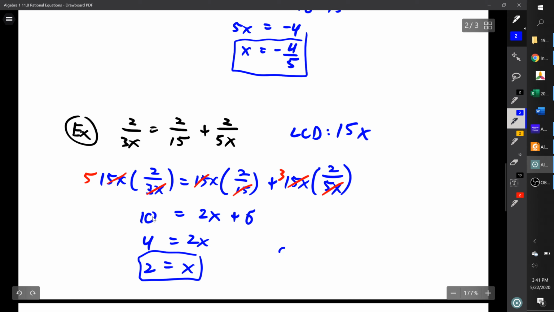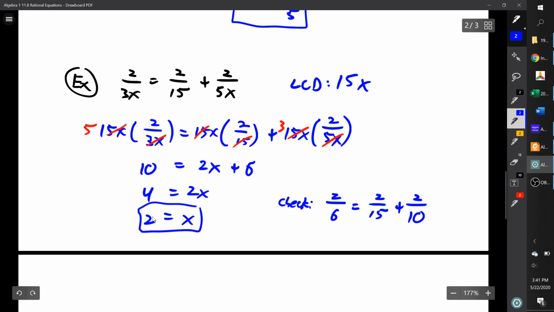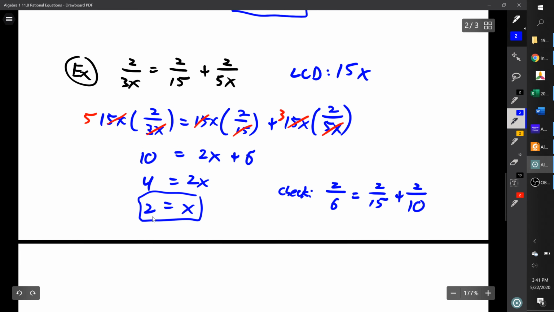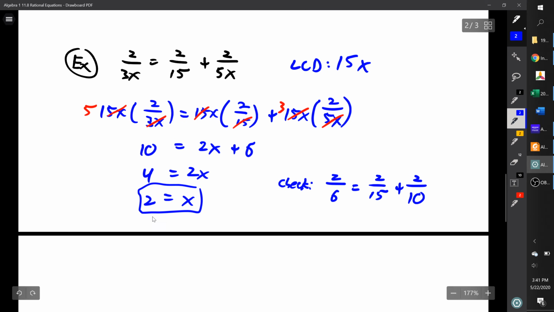We would get 2 over 6 equals 2 over 15 plus 2 over 10, right? So if we wanted to add these, we need a common denominator. For 2 over 15 and 2 over 10, a common denominator is 30. So both 10 and 15 go into 30.